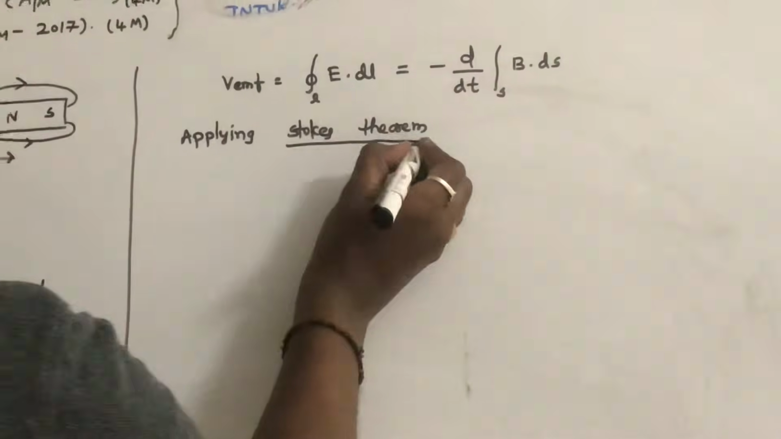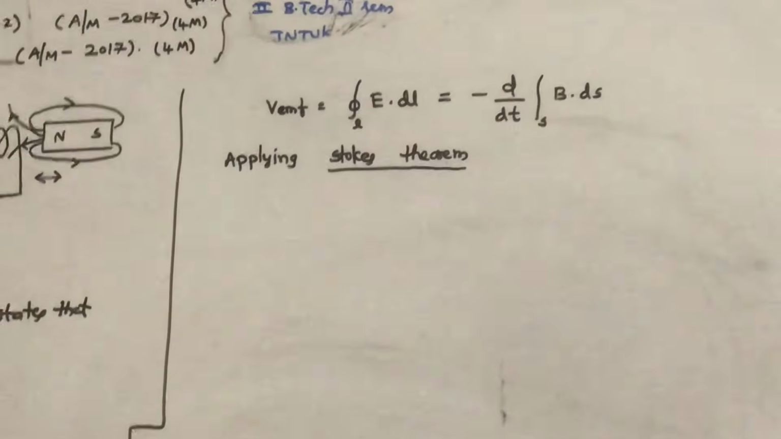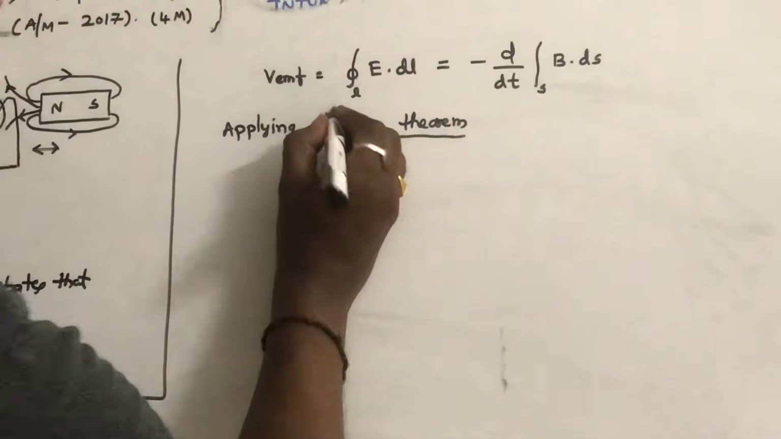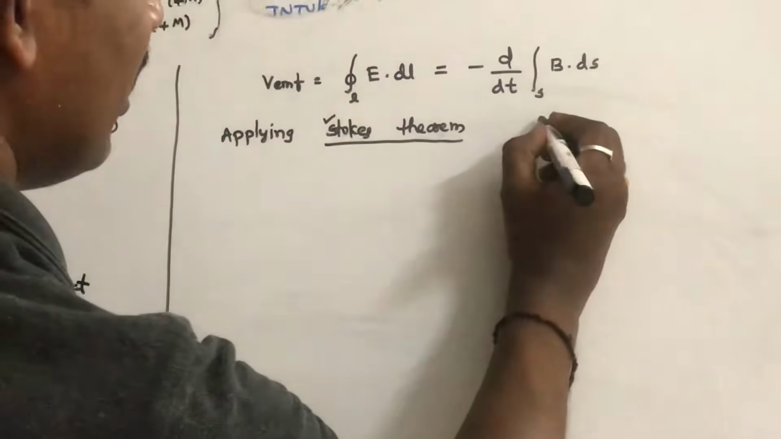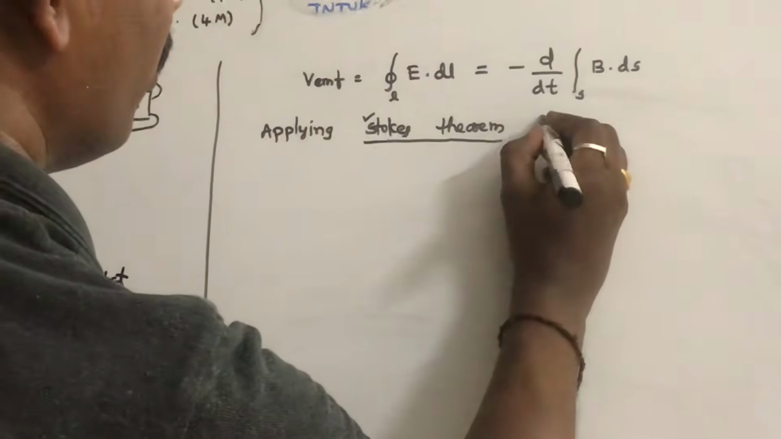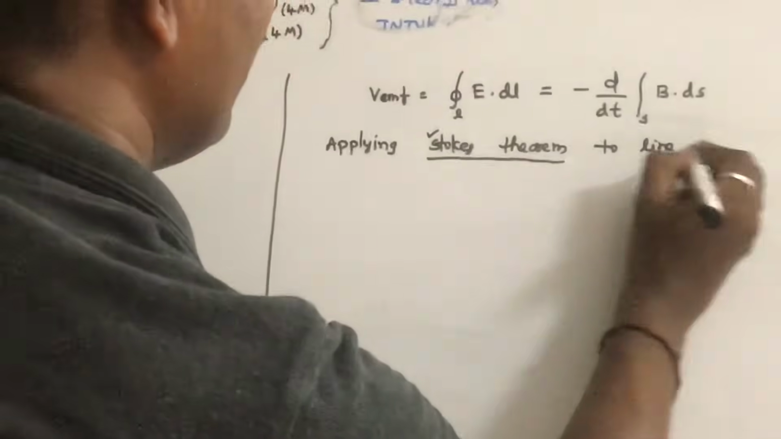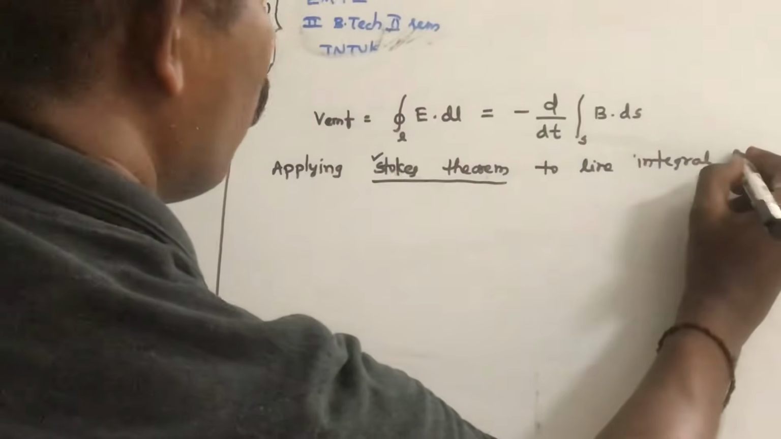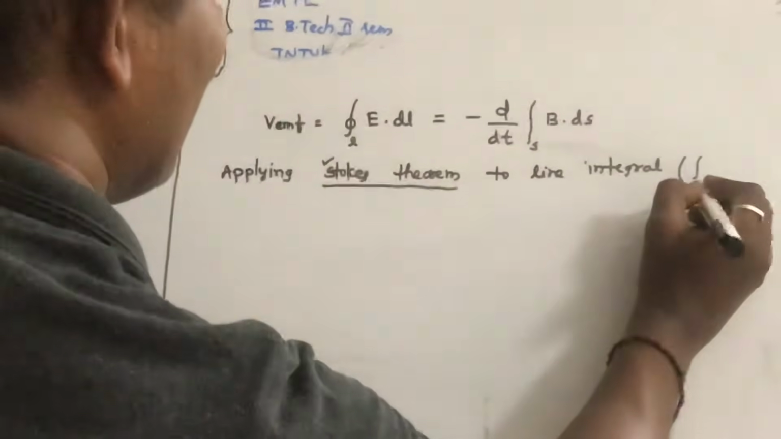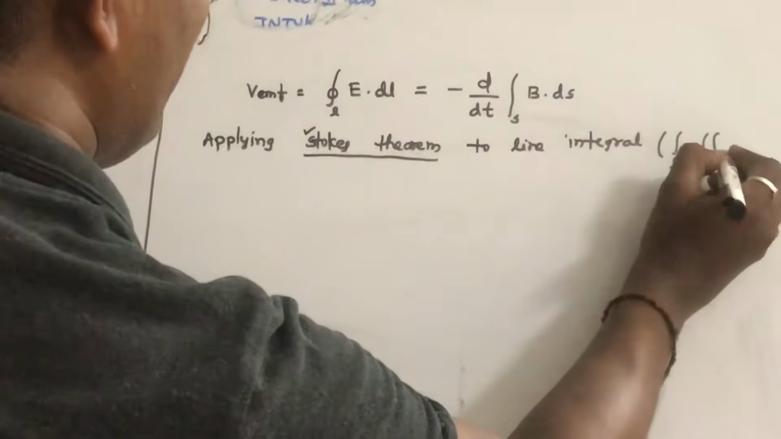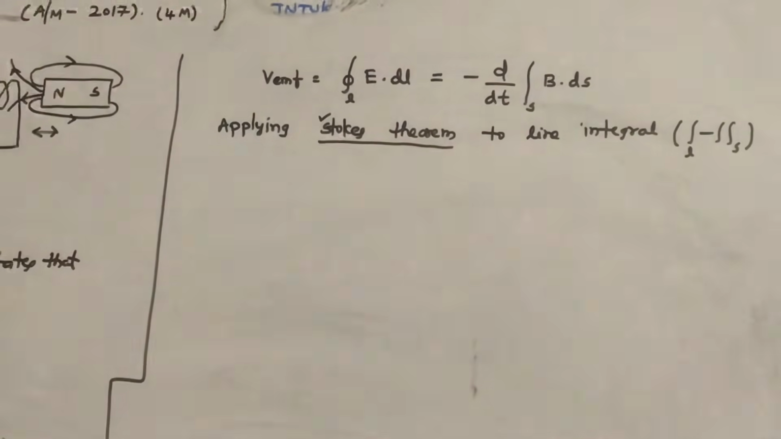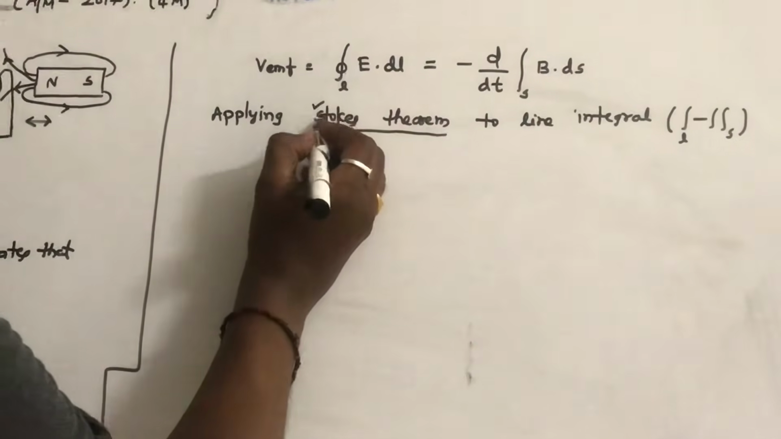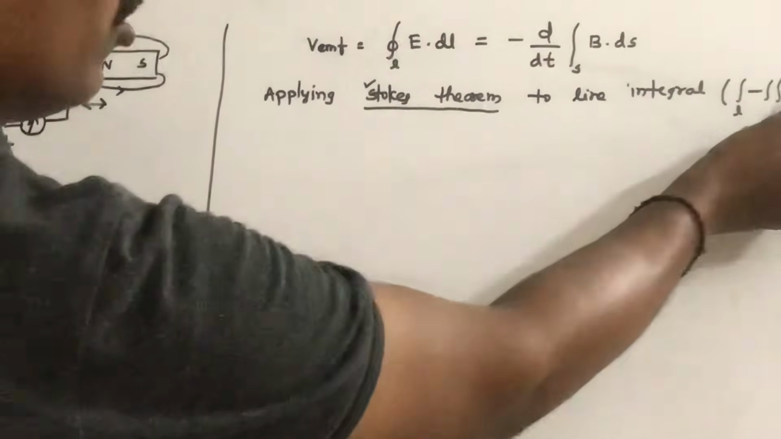What is the first letter? The first letter of Stokes theorem is S. So Stokes theorem converts a single integral, the line integral, to a double integral, the surface integral. Very very important. The first letter S means single: single to double, line integral to surface integral.